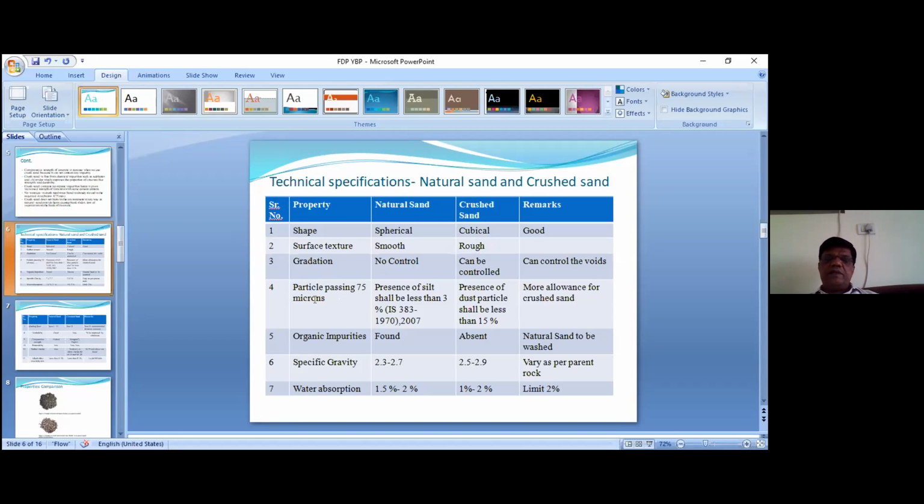Then particles passing 75 micron. This is called silt. It should be less than 3% as per IS 383 of 2007. Natural sand does have this silt, but if it is limited to 3%, it is permissible. But in the case of crushed sand, since these particles contribute to the compressive strength according to many researchers, the Indian standard has allowed an increase of these particles up to 15%. So this dust up to 15% is allowed. It is a good thing, so the wastage is less.